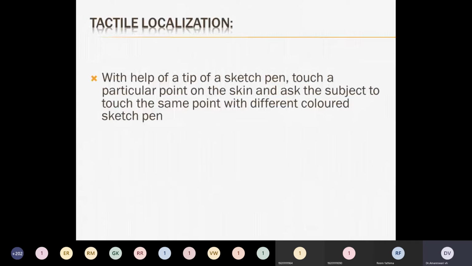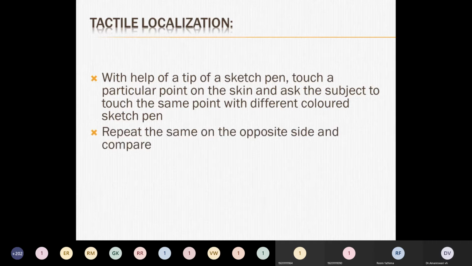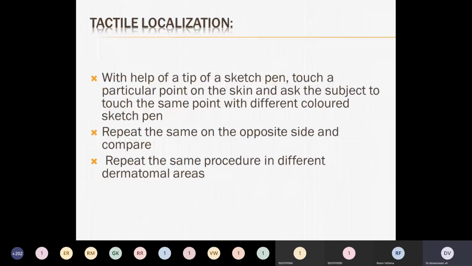So with the help of the other sketch pen, if he touches the same area where you initially stimulated, then his tactile localization is good. Do the same on the opposite side and compare. Repeat the same with the different dermatomal areas and report the finding.